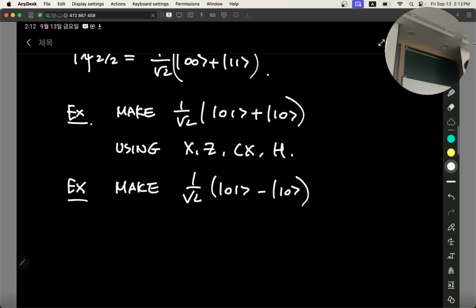So anyone got the first one? How do you get this one? How did you get this one? Yes.